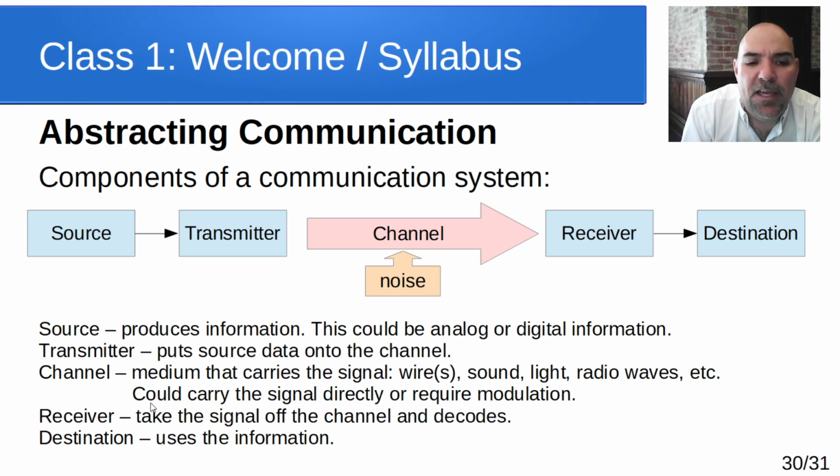So it's anything that could carry the signal from one end to the other. Now, it could carry the signal directly, or it might require modulation of some sort. So, for example, modulation is just encoding the message in some other form. For example, me talking, that's a form of modulation.